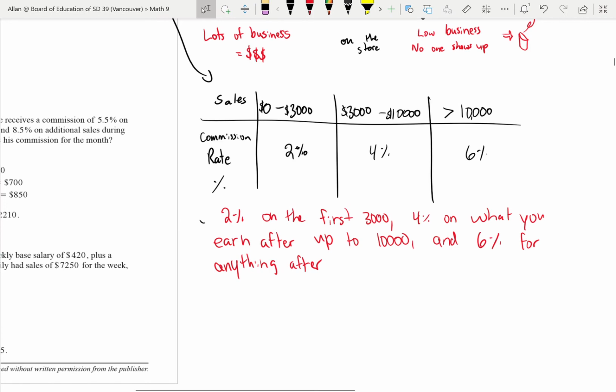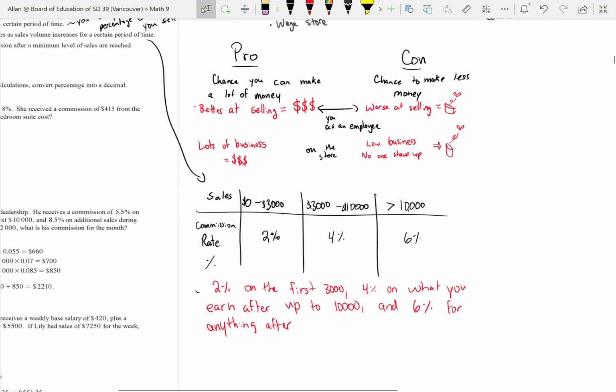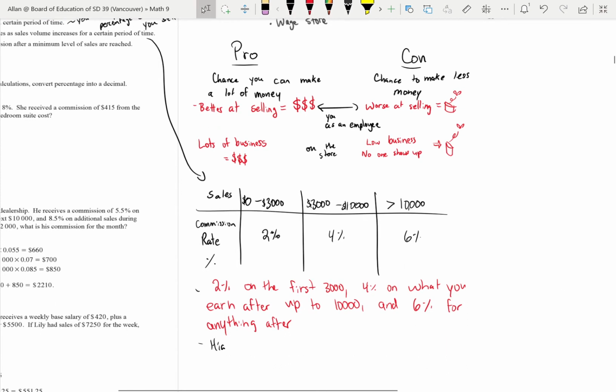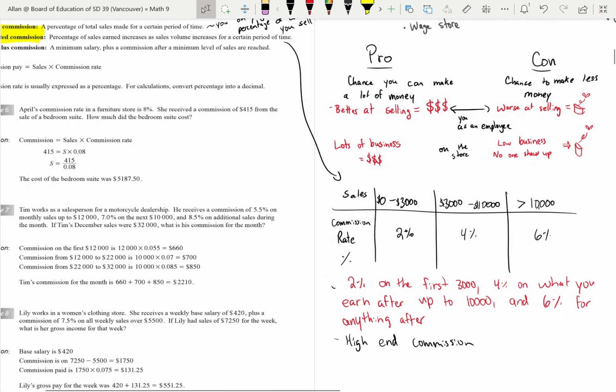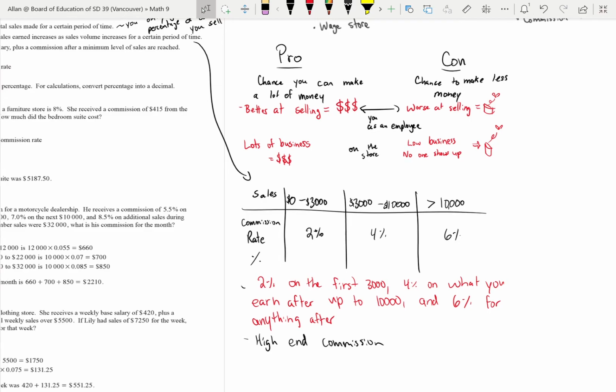So this is the same thing as regular commission, but now it has this reward system built in for the employee, that the better you are at selling, the more you're going to get on the sales that you make after a certain baseline. This is oftentimes for things like high-end commission. So if you sell a lot of things, you're going to get paid better than if you just sell a few things. And rather than being based on the price of the item, it's also based on just how much you've sold in a period of time.